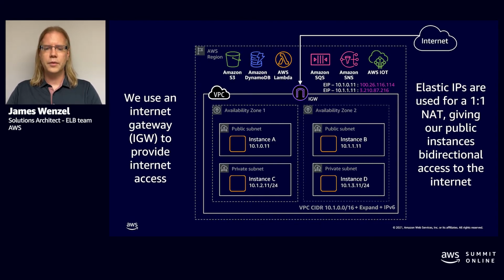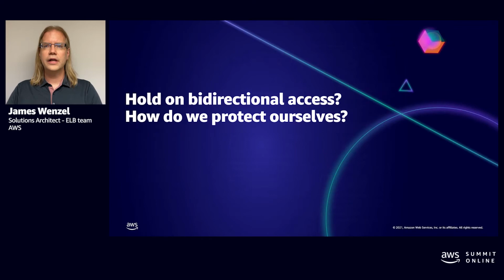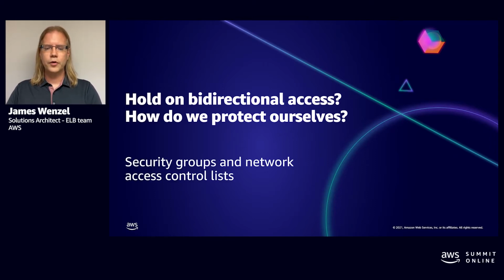Now, one question it might ask is, wait a minute, you're giving bidirectional access. How do we protect ourselves? How do we make it so that someone can't get access to one of our instances or one of our machines running on the public network, so that they can do something nefarious? So we have security groups and network access control lists as a form of defense against this.